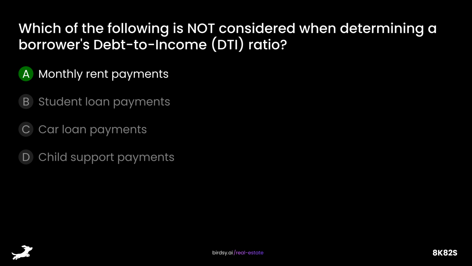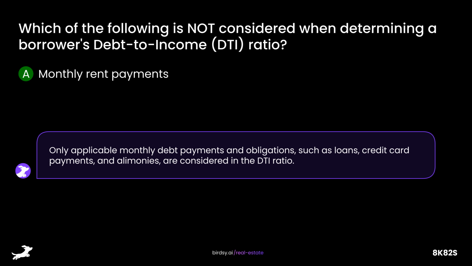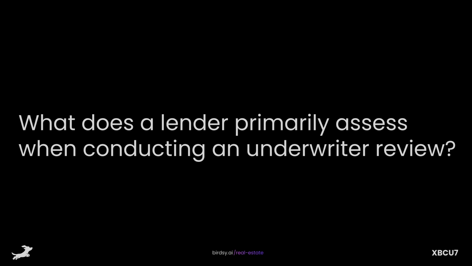The answer is A, monthly rent payments. Only applicable monthly debt payments and obligations such as loans, credit card payments, and alimony are considered in the DTI ratio. What does a lender primarily assess when conducting an underwriter review?